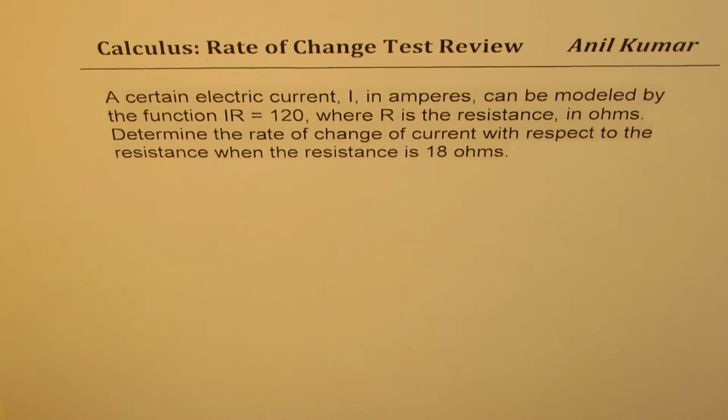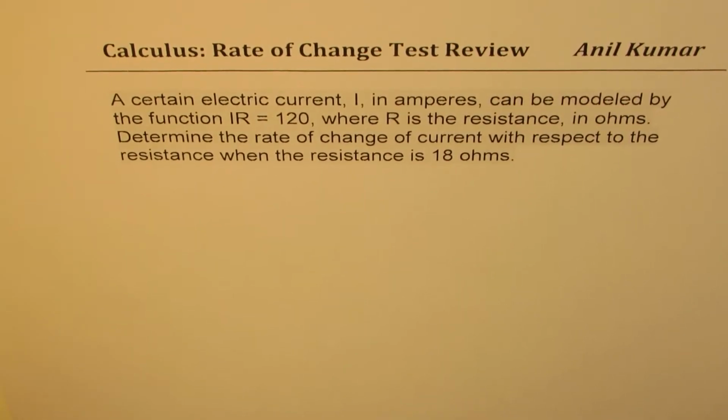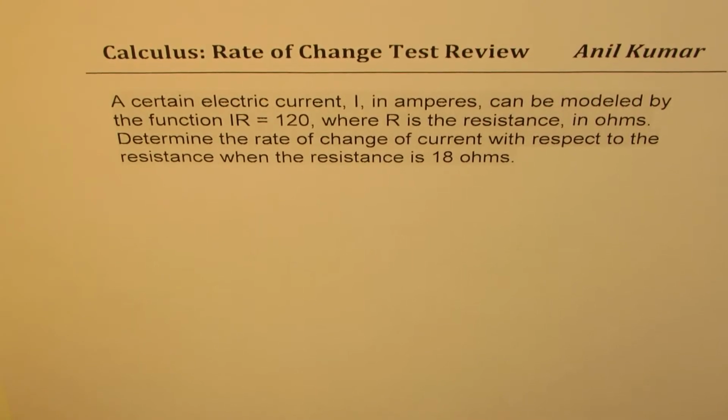The last question here is another application question. A certain electric current I in amperes can be modeled by the function IR equals 120, where R is the resistance in ohms. Determine the rate of change of current with respect to resistance when the resistance is 18 ohms. So you solve all these questions and then look into my solutions, and I hope that will give you good practice for rate of change.